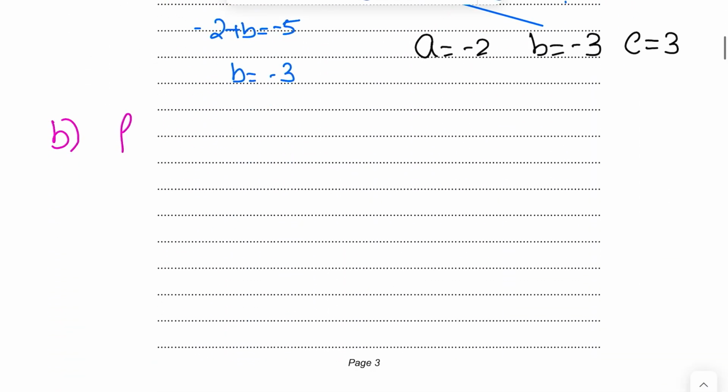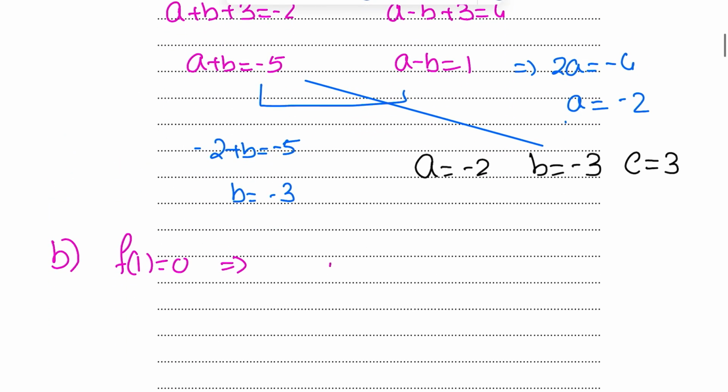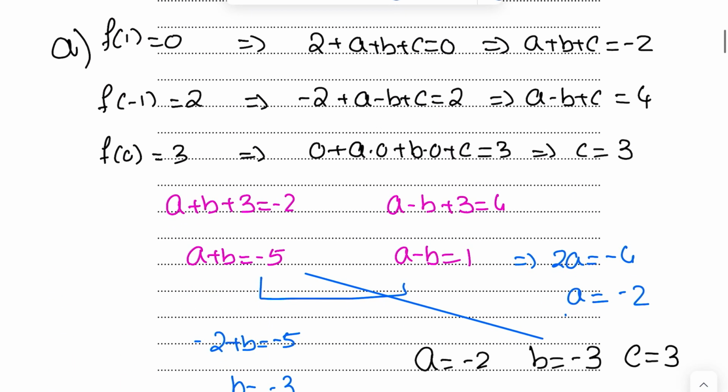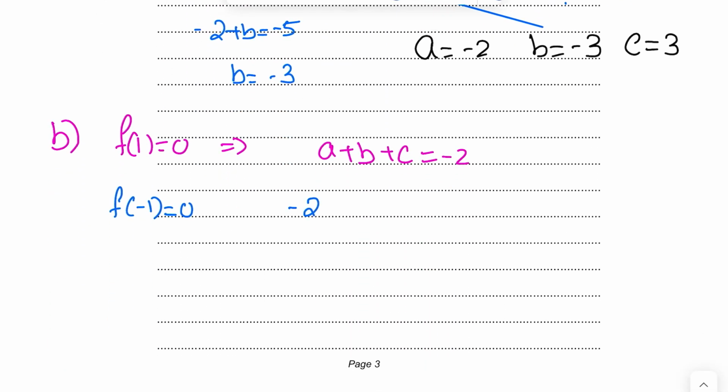So f of 1 equals 0. Already we got a plus b plus c equals -2. Next one is f of -1 equals 0. So f of -1 is nothing but -2 plus a minus b plus c equals 0. It implies a minus b plus c equals 2.